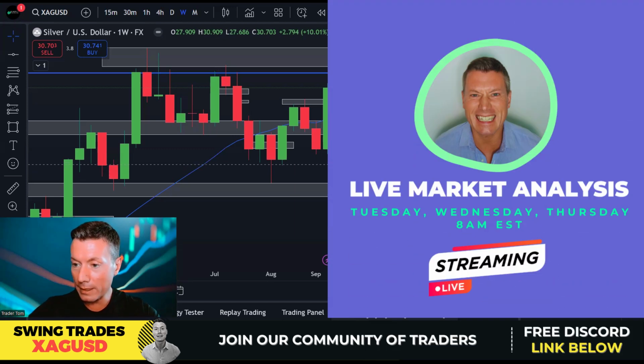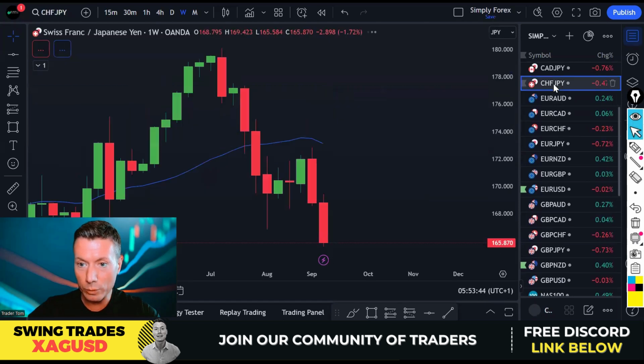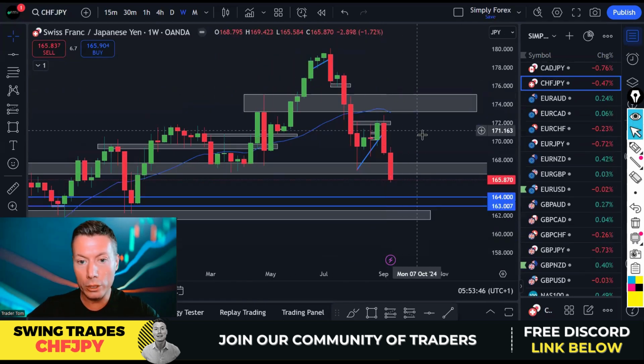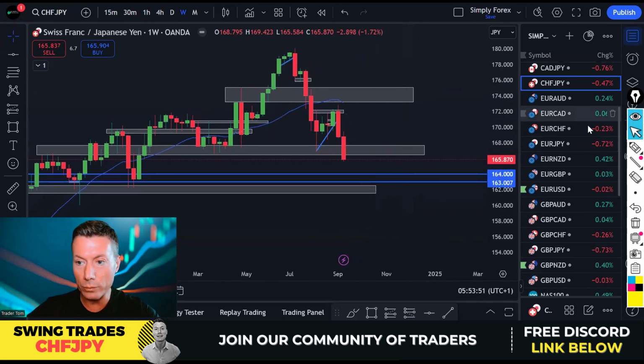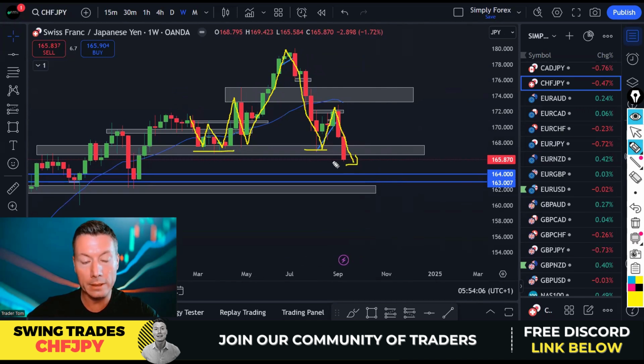Like I said, guys, I'm also seeing a bit of Swiss franc weakness. So this leads me to this trade, Swiss franc Japanese yen. If you look at the weekly chart, we've just broken a key support level. You can see this level here keeps getting touched. It's proven to be a good level, and now this level has broken. So we've broken this very important support level.